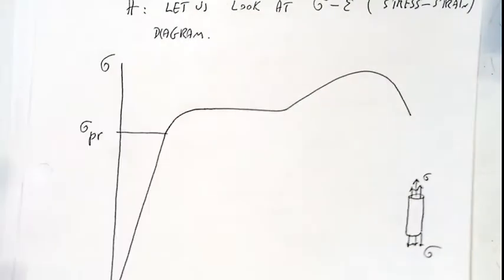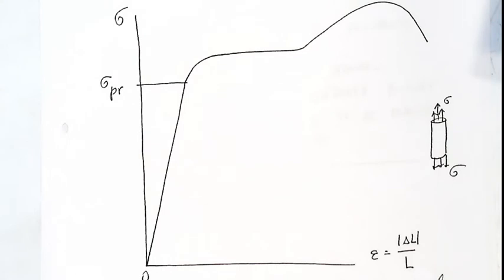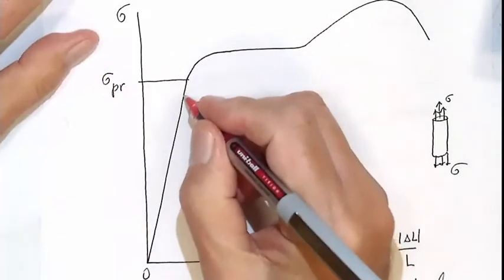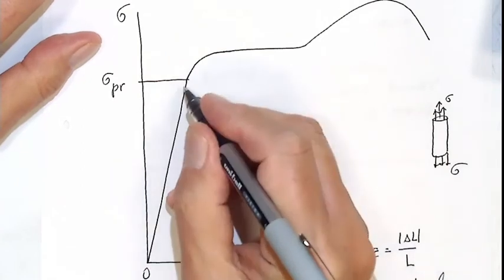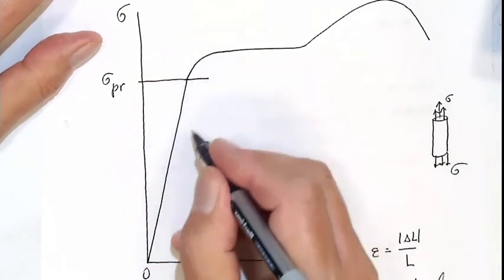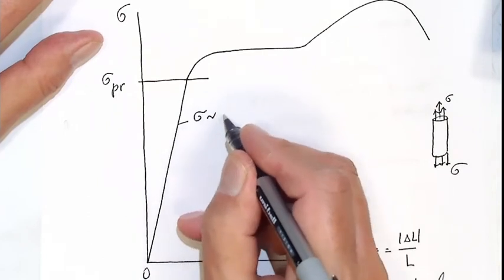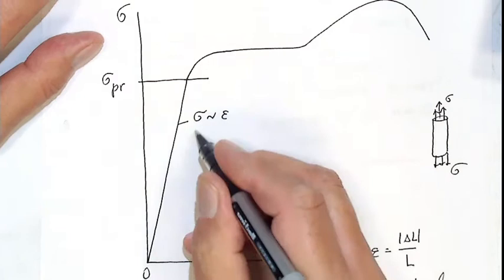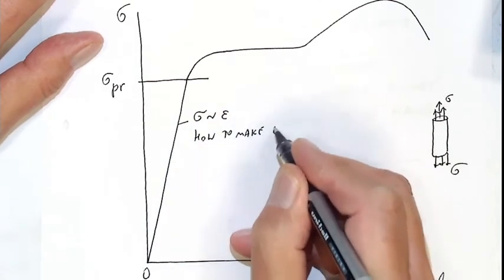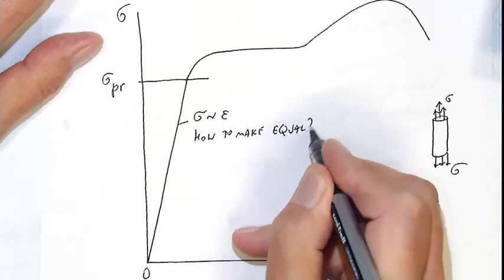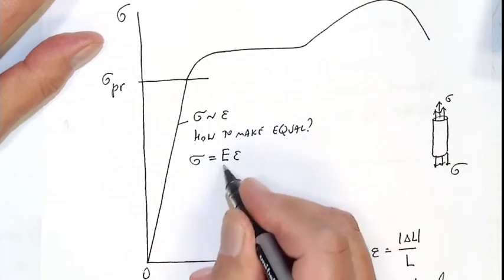So now, elastic range means, pay attention. Beyond this, this is a straight line. So here, the line is straight. So sigma is proportional to epsilon. How to make equal? So there is some coefficient, E epsilon. So that is modulus of elasticity.